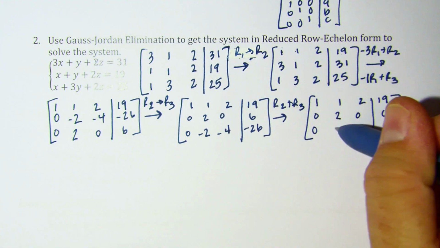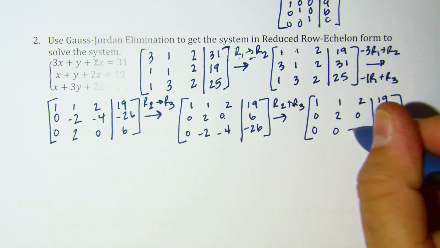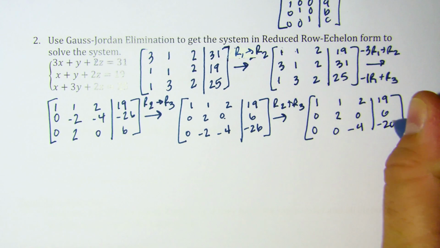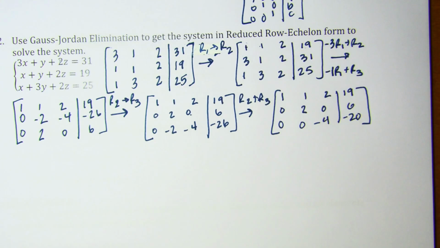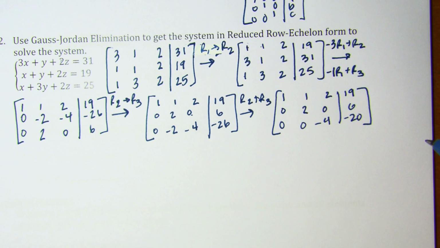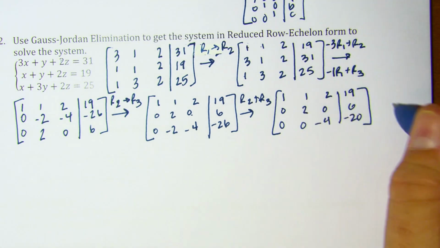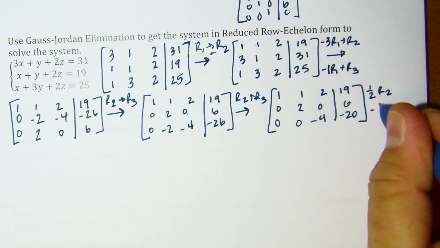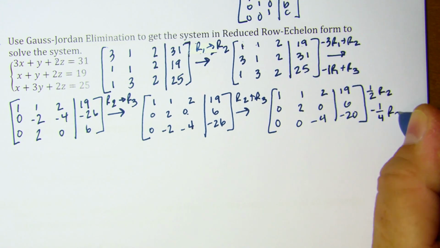2 plus -2 is 0. 0 plus -4 is -4. And then 6 plus -26 is -20. And then the next thing I'm going to do is try and turn this into a 1, and I'm going to try and turn this into a 1. So I'm going to go ahead and multiply 1/2 times row 2 and -1/4 times row 3.